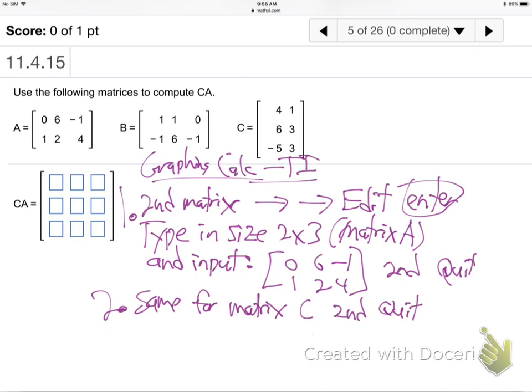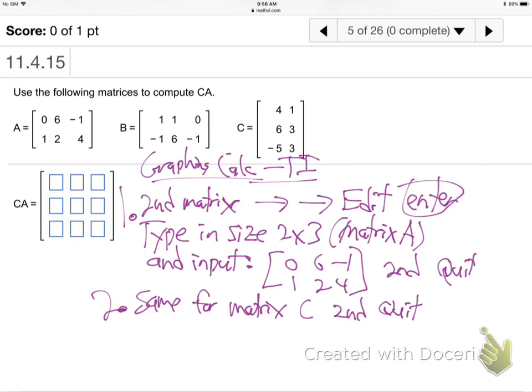So we'll go back to the thing. So I'm going to hit second matrix, over to edit, down to C, right? So I go over to edit and down to C. Hit enter. C is a 3 by 2. Sets that up for me. 4, 1, 6, 3, negative 5, 3. So it's got it. There's matrix C. Good. Every time I hit enter, it saves it. So it's got it all. I just hit second quit.